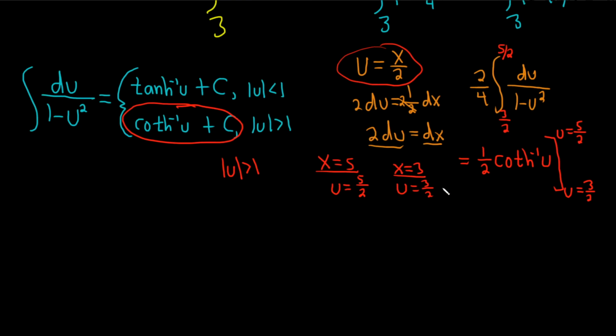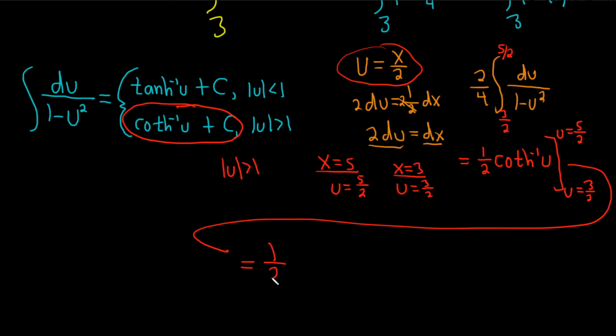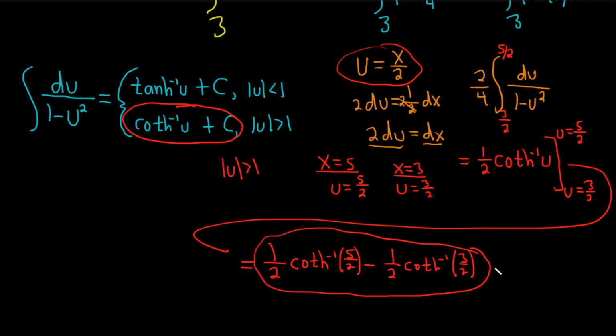All right, so now we just plug everything in. So running out of room, so I'm going to come over here. This is equal to 1/2, plugging in the 5/2 first. You get the inverse hyperbolic cotangent of 5/2 minus 1/2 times the inverse hyperbolic cotangent of 3/2. And we should probably just leave it like this. This is probably good enough.